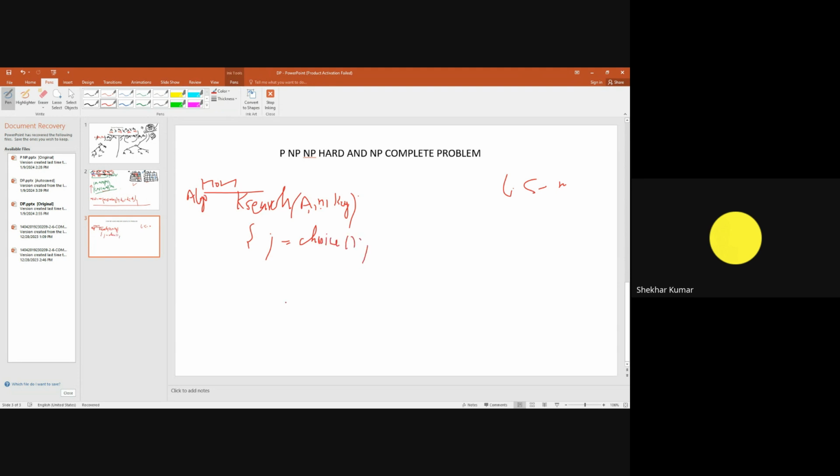This is a function. I'm comparing: if the key equals A of I, the array element, then write that element position, and now you can say that it is a success. This is successfully found. Okay, otherwise it is failed.